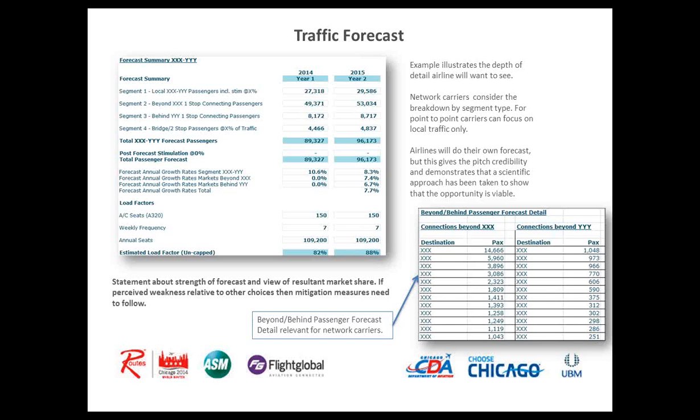The other thing that's important for network carriers is to show a breakdown of what is in that beyond and behind traffic. So you can see the example in the box there, and it's just a list of destinations. Essentially, you're taking that one number on the forecast for behind and beyond, and breaking down which key markets that includes.